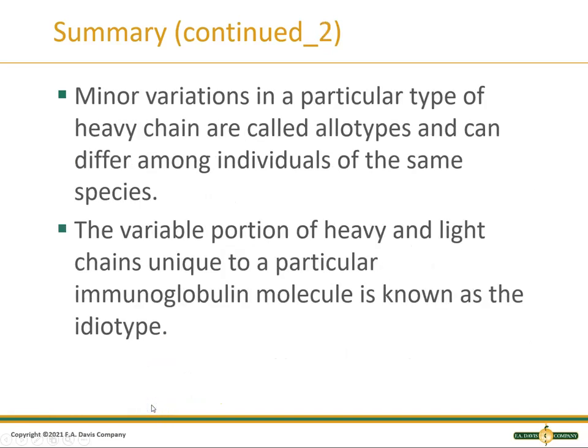So there are some minor variations in certain types of heavy chains, hence they're called allotypes, and can differ among individuals, but of the same species. Okay? Because we've used allo before. The variable portion of the heavy and light chain is unique to a particular immunoglobulin molecule, and that's called an idiotype. So that's just a little variation in the heavy and light chain, but it's unique to that particular immunoglobulin.